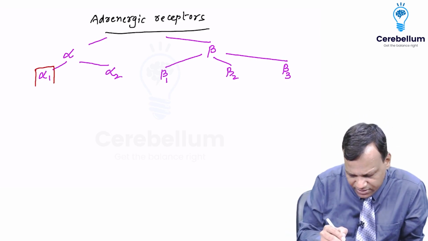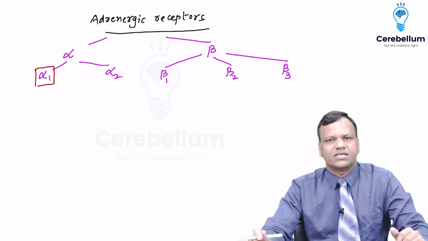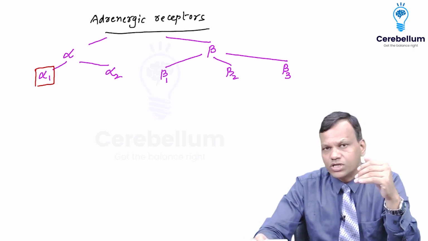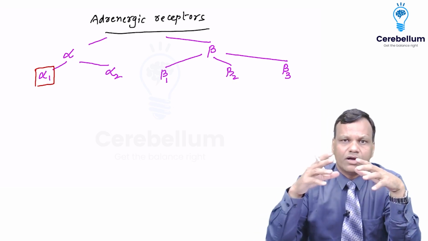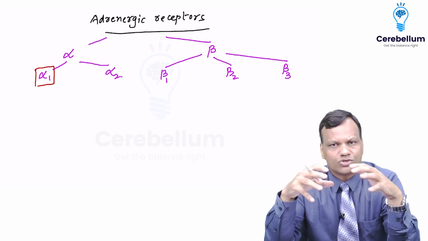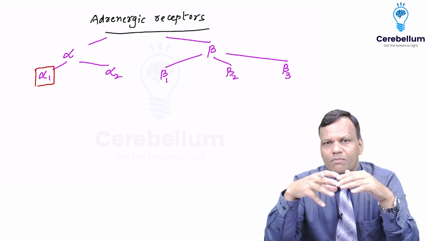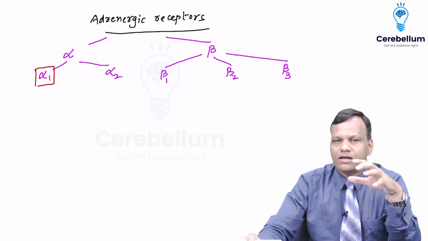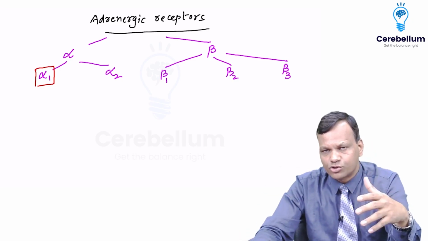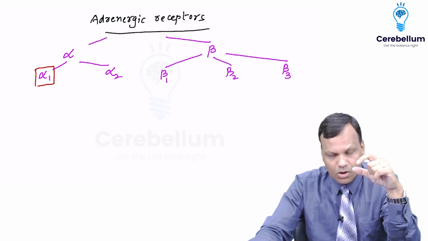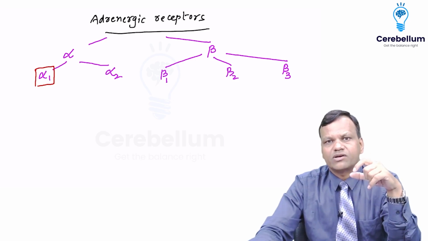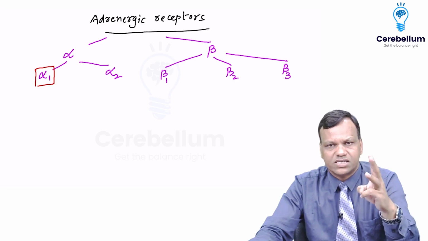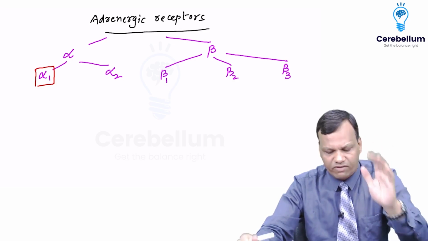Now, alpha 1 receptors, in fact all these receptors, are distributed all over the body. But we will discuss only those locations which are important to remember the uses of various drugs, which are important to remember the normal action of the sympathetic system, and which are important for answering the MCQs. So although alpha 1 receptor may be present at 100 places in the body, you need to remember only 3 places where alpha 1 is present.